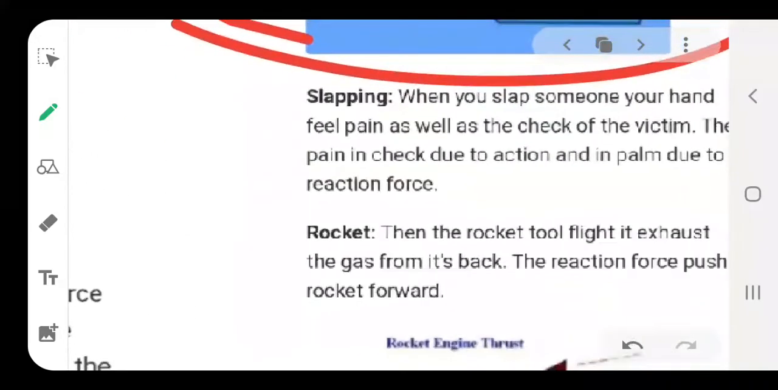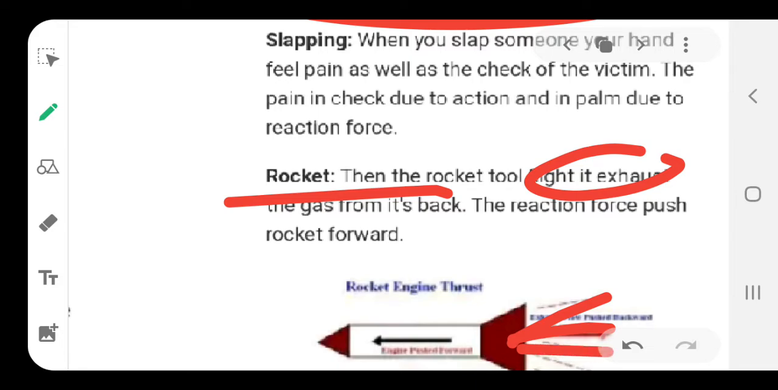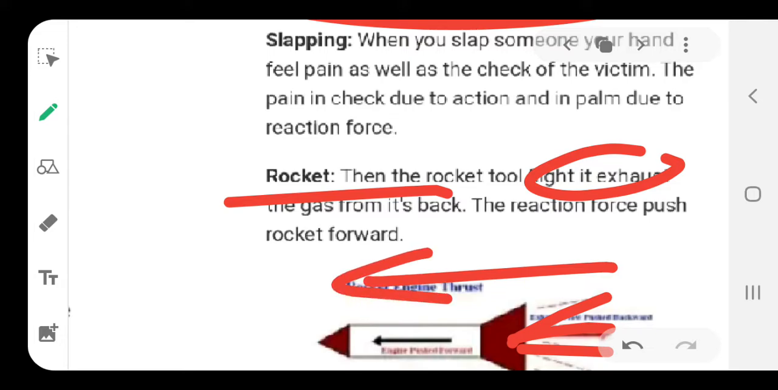And the rocket, as I have told you just before: in the case of the rocket, the gases come off from the exhaust like that. That is the action force, you can call it. The reactive force of the gases pushes the machine, the rocket, in the forward direction.